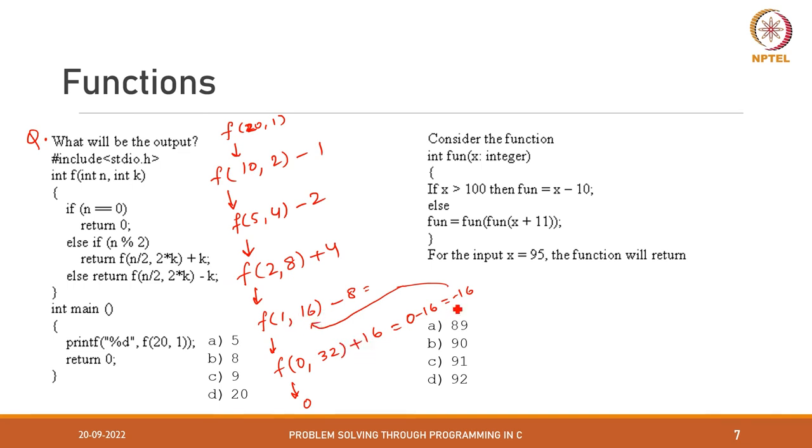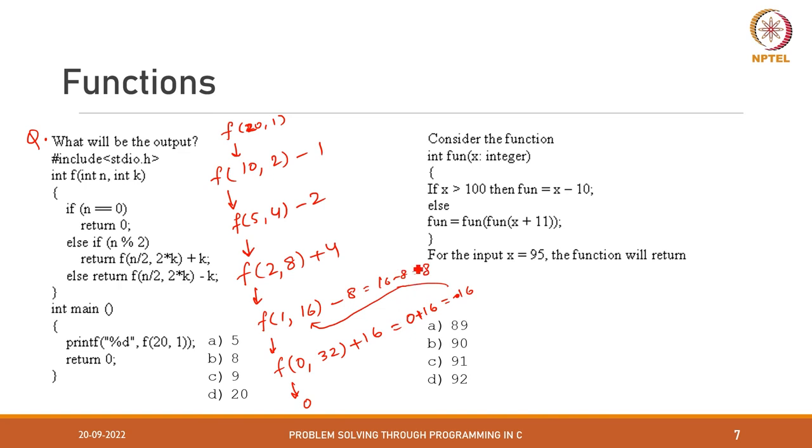because f of 1 comma 16, 1 is an odd number, so when it is called, it will execute this particular step, which is 0 comma 32. It will call f with 0 comma 32 plus k, 16 here, with k having the value of 16, so it will be 16. So it will return 16. 16 minus 8, it will be 8.